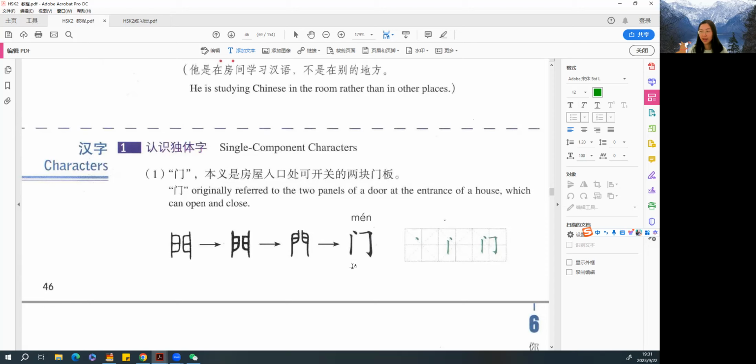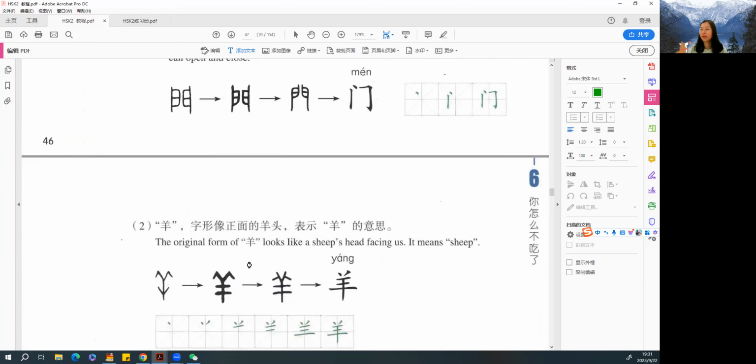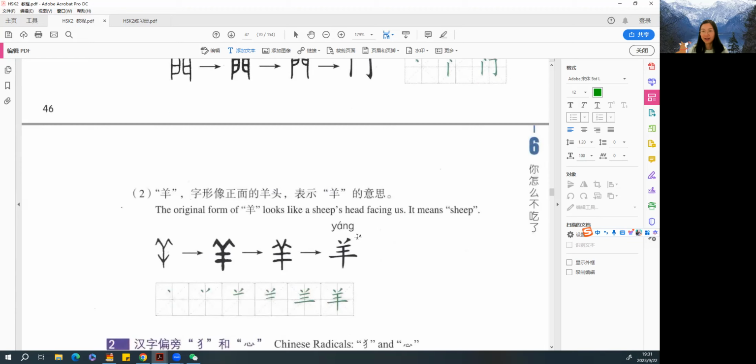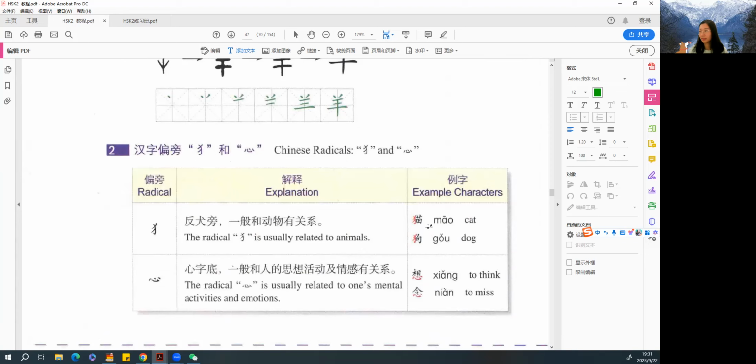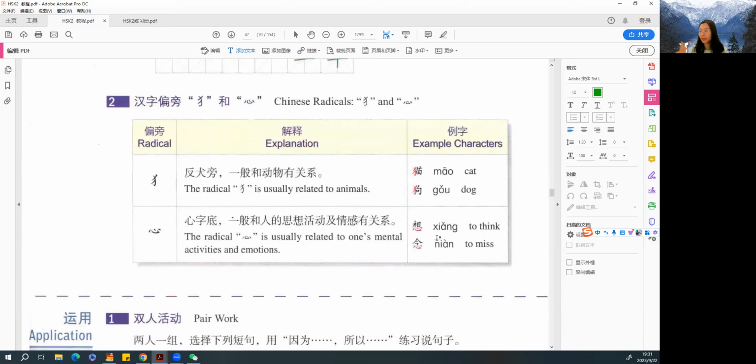All right, characters. 门. From the top to the bottom, from the left to the right. 羊, 猫, 狗, 想念.